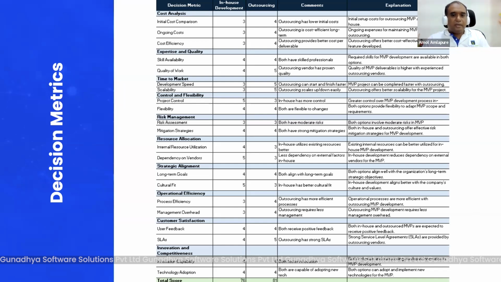Flexibility is the ability to adapt to changes. I think for an MVP case, if the scenario changes, it will be reacted to similarly by both teams, in-house as well as outsourced. So I rated both equally. Similarly, we can evaluate against each of these decision indicators and then do a total score, and that should help you with your decision.